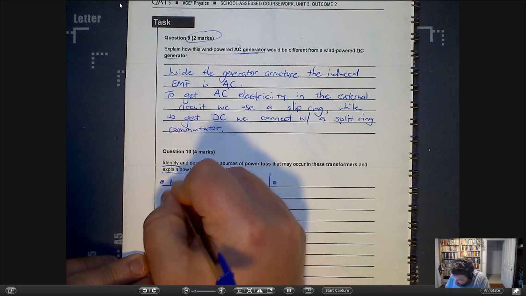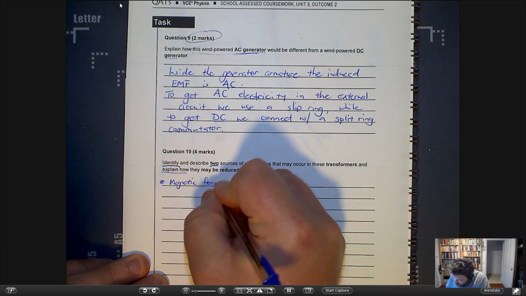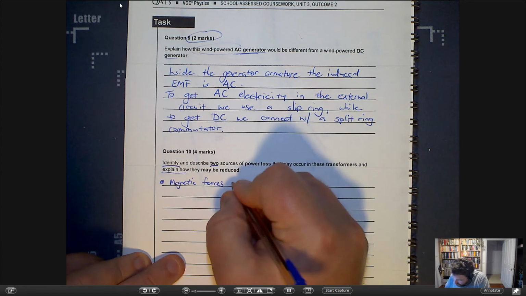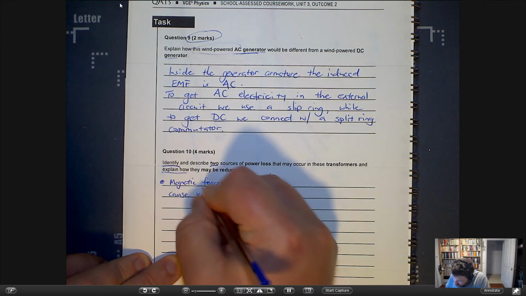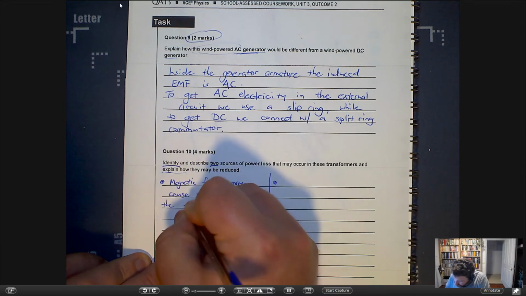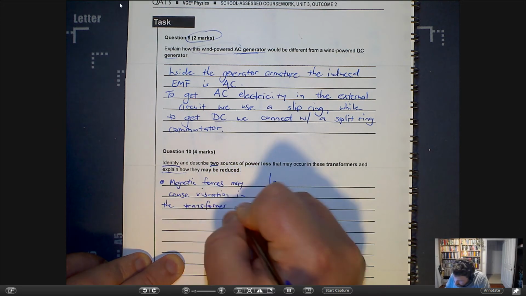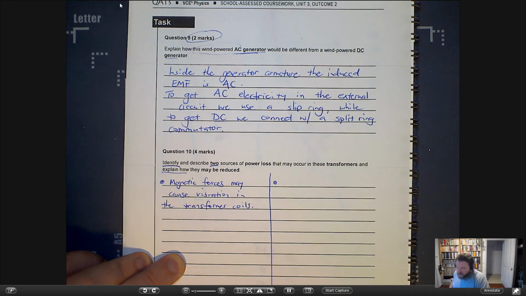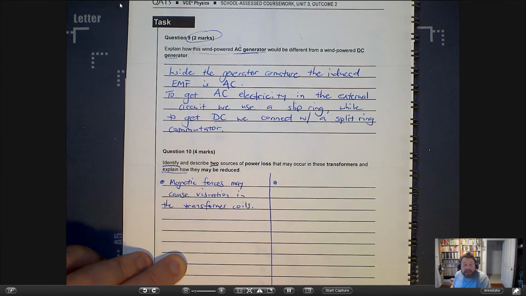So we could say magnetic forces may cause vibration in the transformer coils. You don't really have to go into a lot of detail. It doesn't say to explain in detail how these two things come about. It says to explain how they can be reduced.